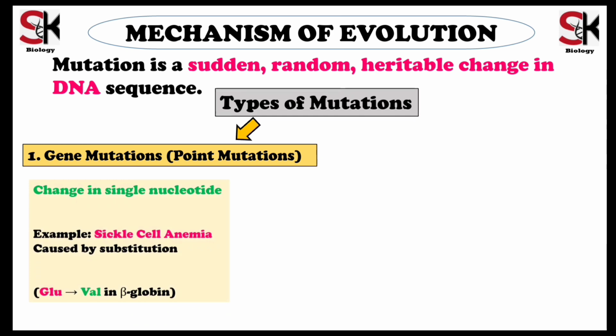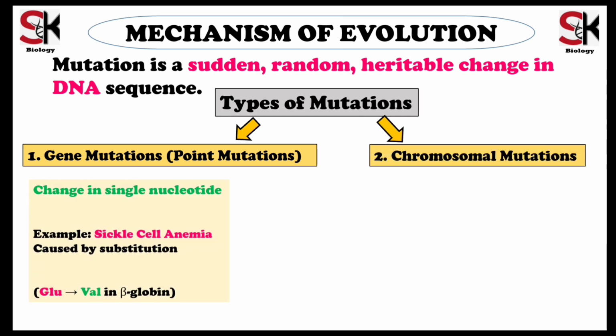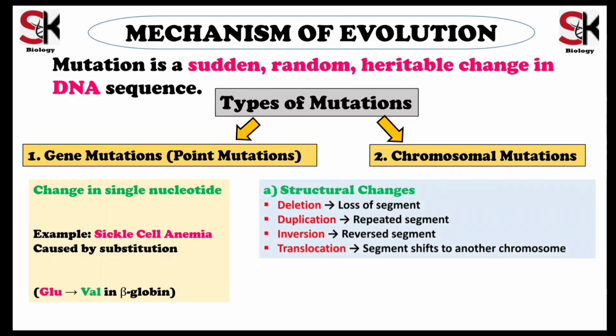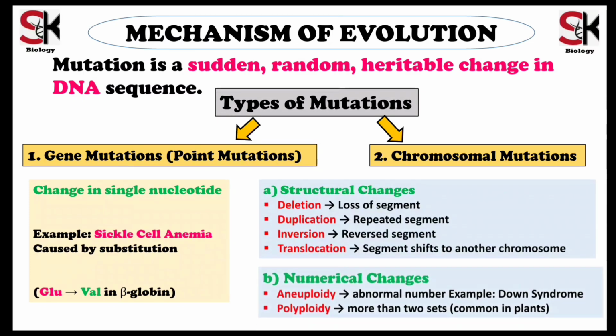The second type of mutation is chromosomal mutation, which includes two subtypes, structural changes and numerical changes. In structural changes, there will be deletion, duplication, inversion or translocation of a segment of chromosome. And in case of numerical changes, it can be aneuploidy, that is abnormal number of chromosomes, for example Down syndrome, and polyploidy, which is more than two chromosome sets, common in plants.